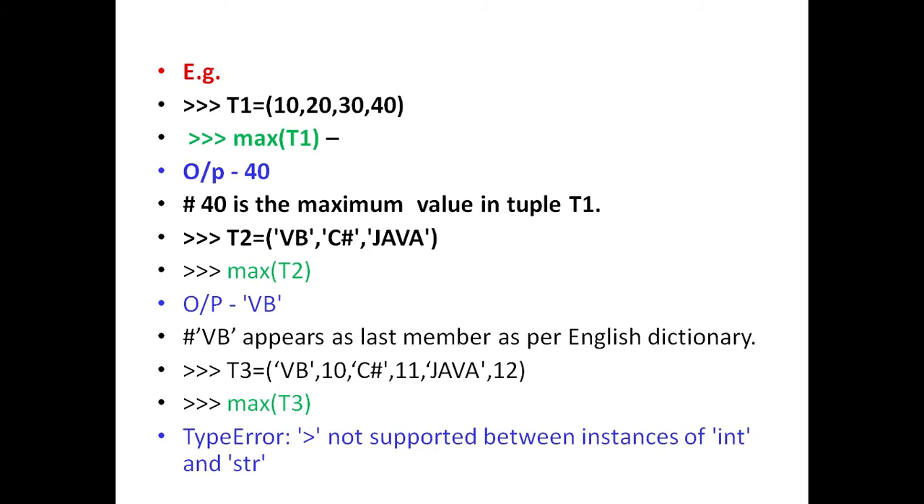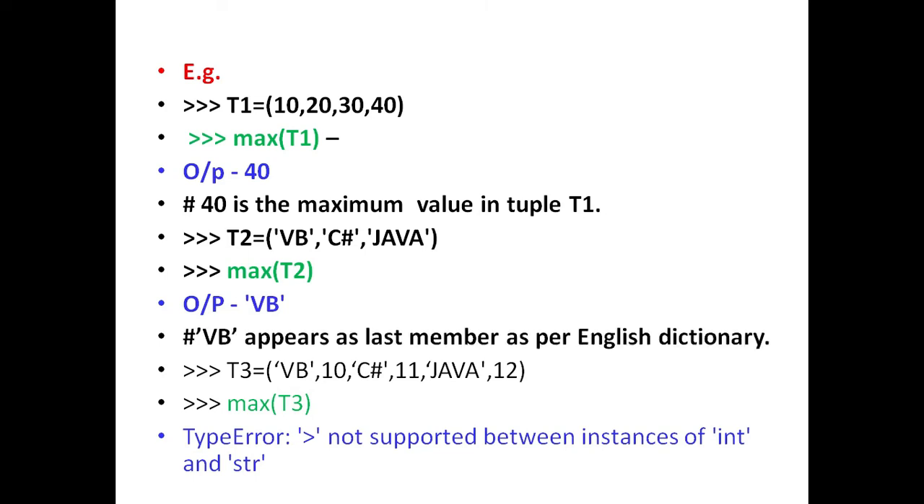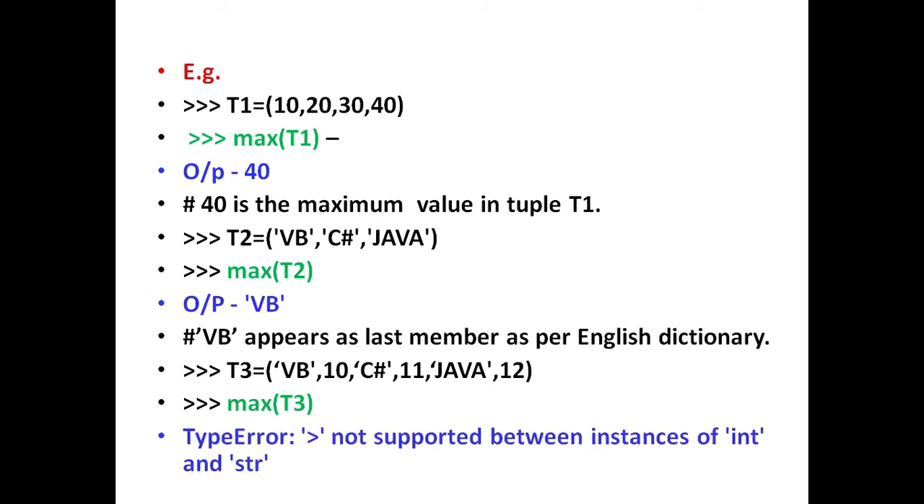If we define the tuple with string data type, that is VB, C# and Java, and when we use the max function with t2, it will give the output VB, since VB appears as the last member as per English dictionary. And if we define the tuple with mixed data type, that is VB, C#, Java and 10, 11, 12, and if we try to find max from t3, it will give an error, since the max function is not supported between instances of integer and string.